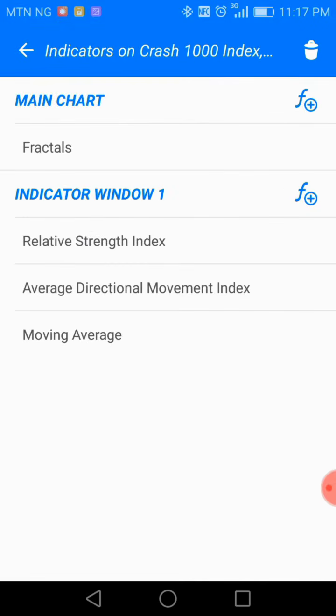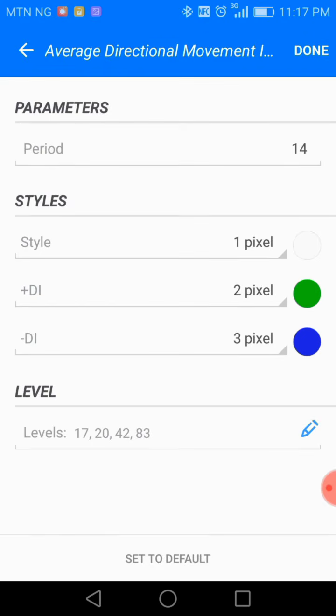Then the second indicator we have there is the Average Directional Movement. Okay, the period is 14. Style is 1 pixel. Color is the color of your background, okay, the background of your choice. Then we have plus DI, 2 pixels. Color is green. Please stick to the colors. Then minus DI, color is blue, and then the pixel is 3.